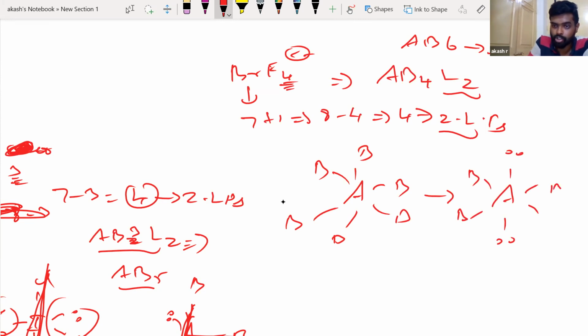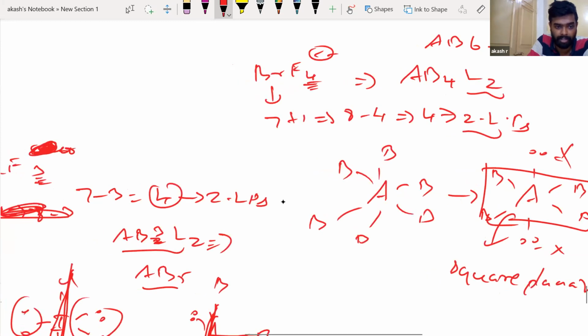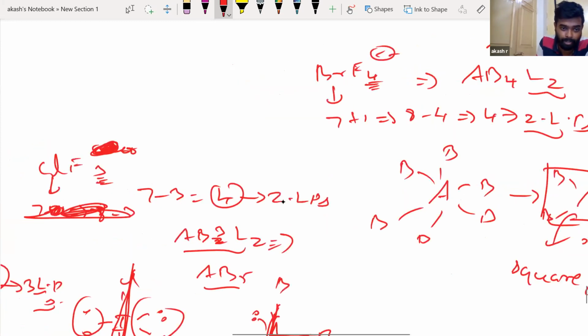Now forget that these two are there. If I consider only this, what is this? This is square planar. Is it not? Forget that the lone pairs are there. This is going to be square planar. Okay, what have they given here? Square pyramidal. No.